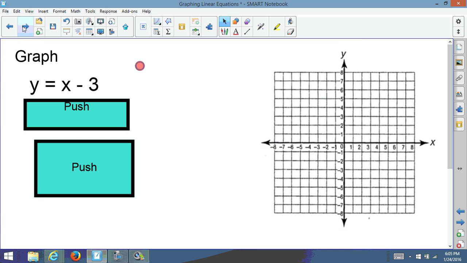So here's one for you. Again, identify your slope, and notice there's no number there, so it's the coefficient, and here's your y-intercept. So once you do that, you should be able to graph your points.